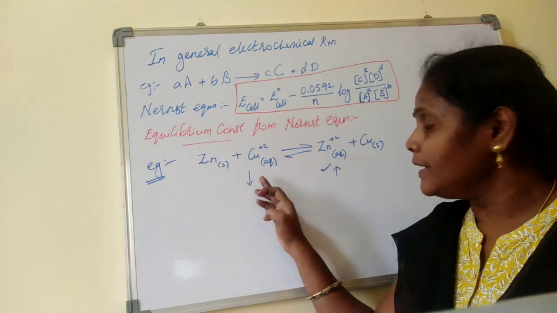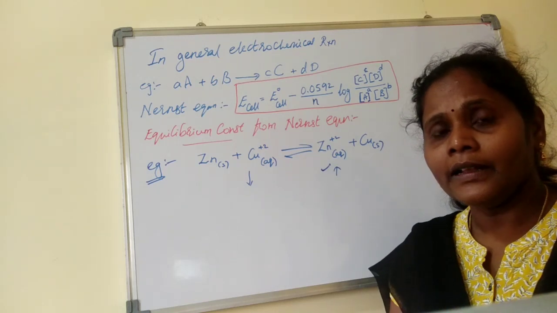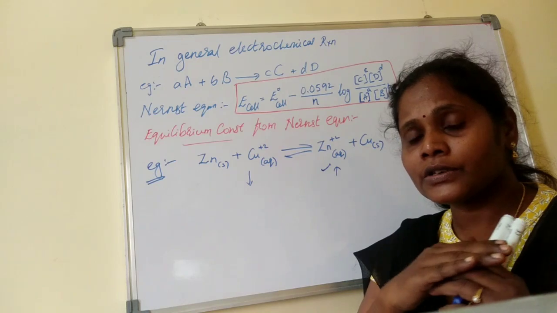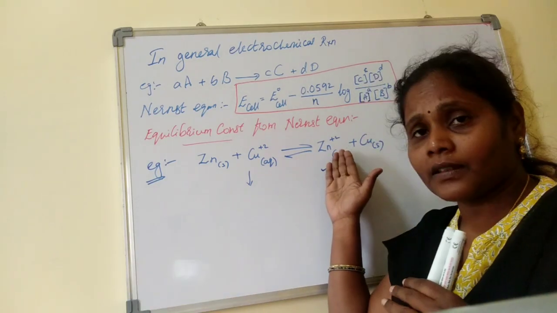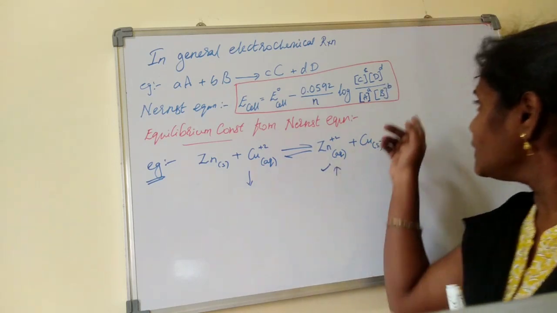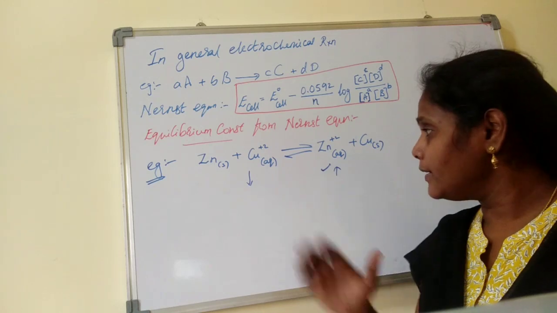Then this can be identified by no change in the EMF of the cell. Right? At this time, E cell will be 0 because the concentration of the zinc will be constant and the concentration of the copper is constant. It is 0, right? Then E cell will be 0 at this situation.